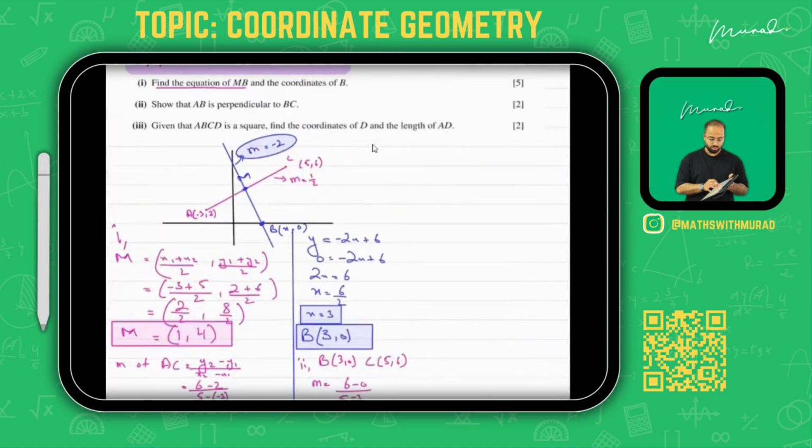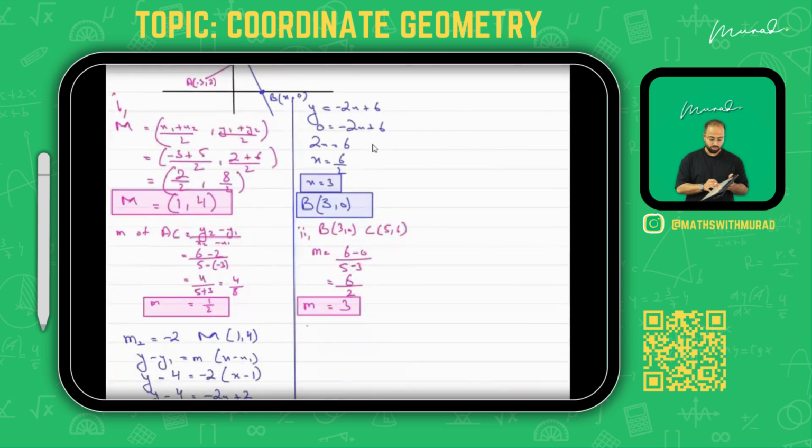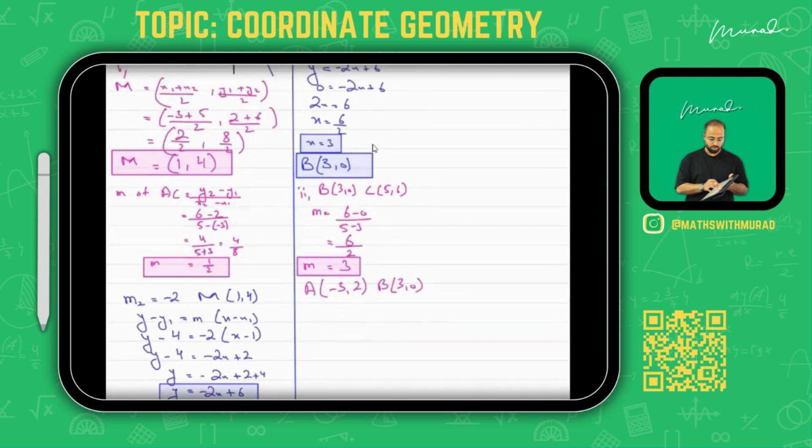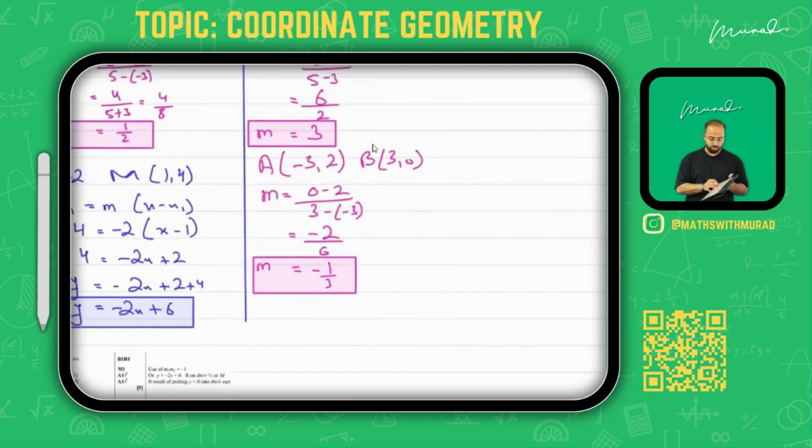Now they were saying, show that AB is perpendicular to BC. We have figured out the gradient of BC. Now I'll figure out the gradient of AB. The coordinates of A are minus 3 comma 2. The coordinates of B are 3 comma 0. So I'll take out the gradient, which is y2 minus y1 upon x2 minus x1. That is going to be minus 2 upon 6, and that will become minus 1 upon 3. This is the gradient, right? So I got two gradients. We know both gradients have come to us.